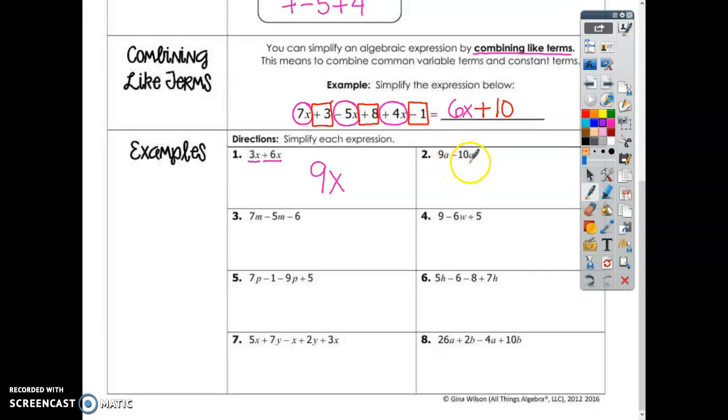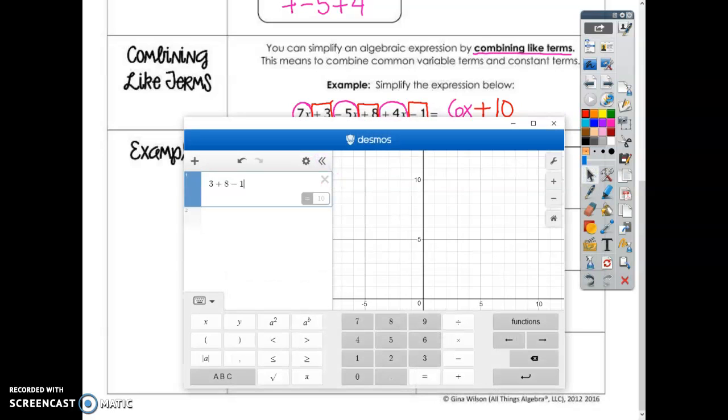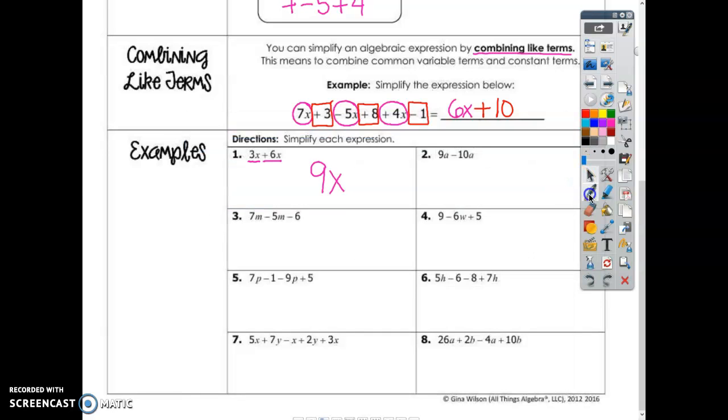Number 2. 9a minus 10a. Do those two look alike? Yes, because they both have an a. Okay? So what's 9 minus 10? Negative 1, let's check. 9 minus 10 gives you a negative 1. They both have a, so it's negative 1a. Okay? Very easy. I'm just going to do 2 more on here, and then you're going to do the other ones. So let's do, I want to do number 6.